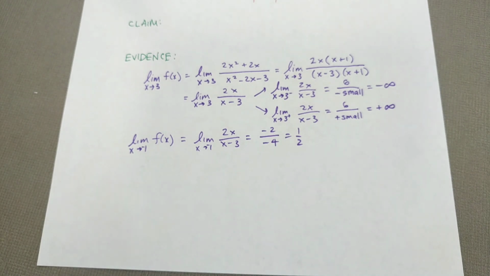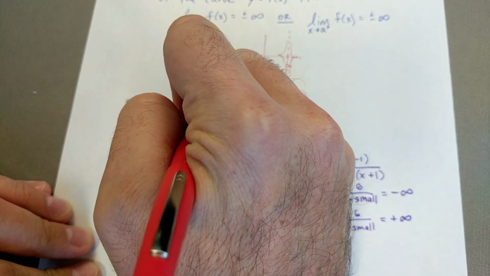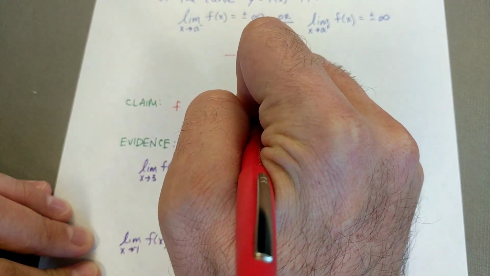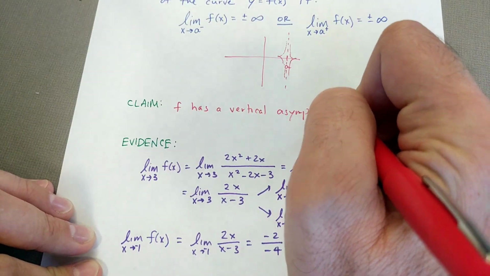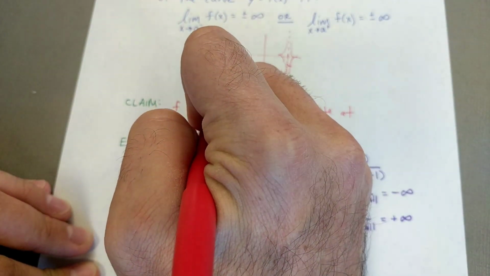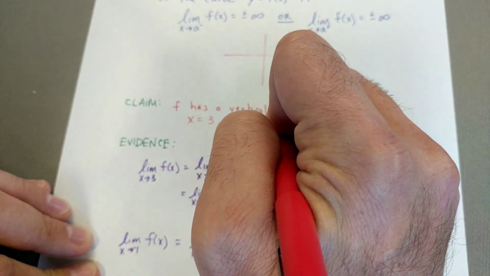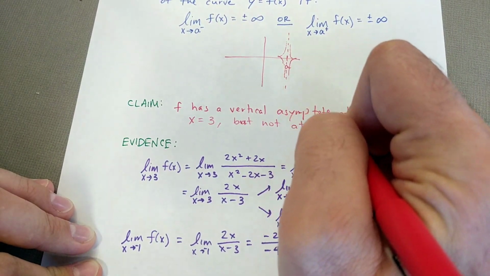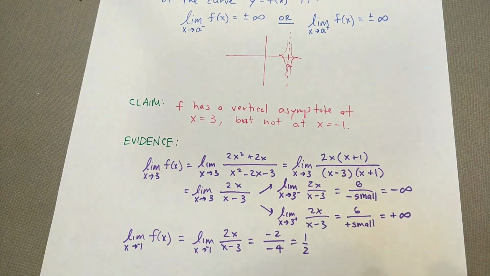Okay, so I think I'm ready to fill in my claim. I'll do it in red. We'll do the claim in red. So my claim is that f has a vertical asymptote at x equals 3, but not at x equals -1. Great. And then now let's fill in my reasoning at the bottom here.